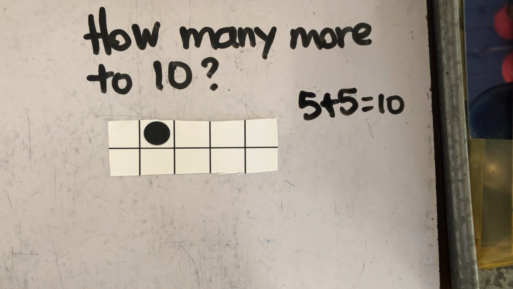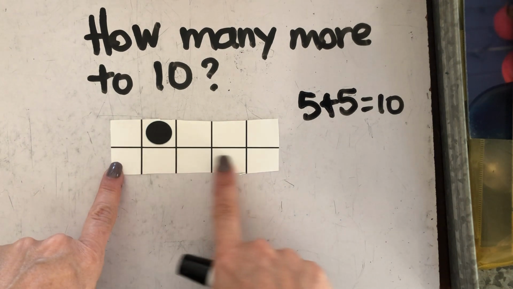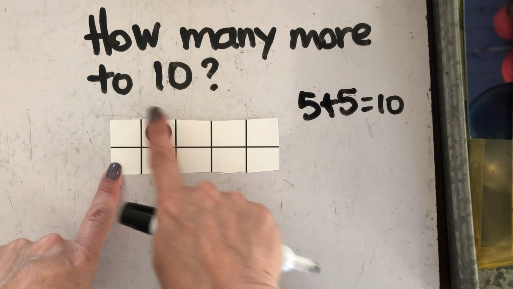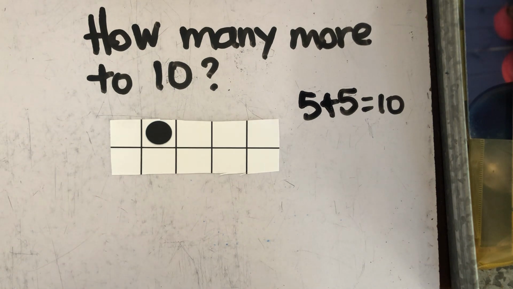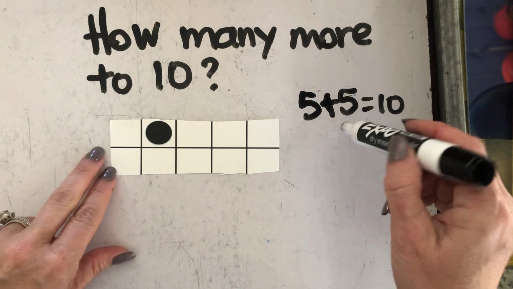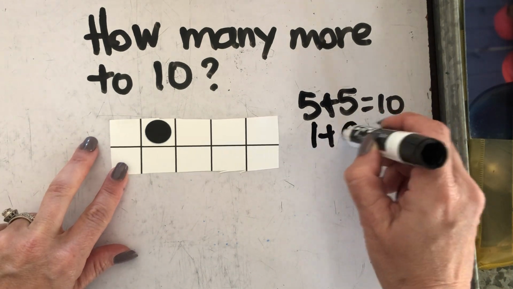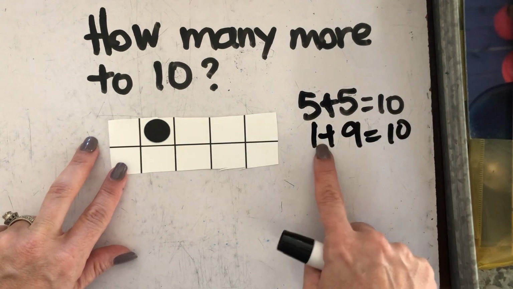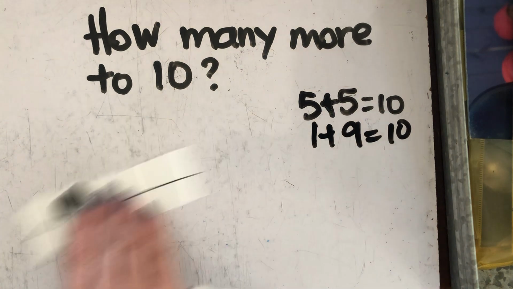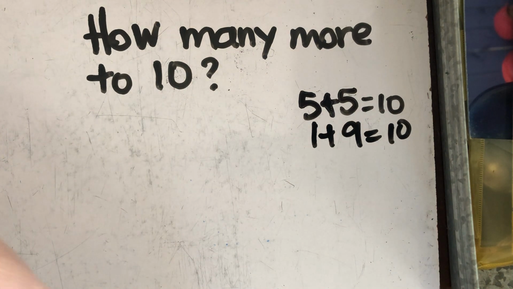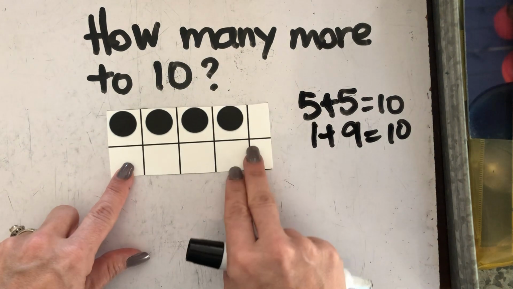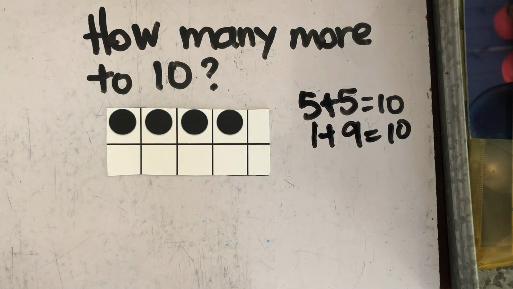Some of you said 9. I'm guessing some of you counted 5, 6, 7, 8, 9. And some of you know that 9 and 1 more is 10, right? So we have 1 plus 9 is 10. Those are friends of 10. All right, you ready for your next one? How many more to make 10?